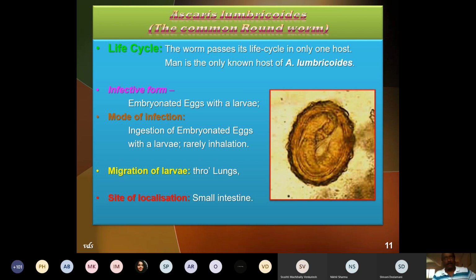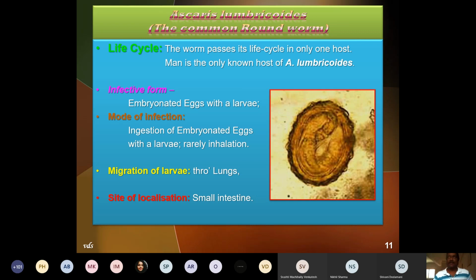Initially, when the eggs are liberated from the female, they appear in the feces of man, and the ovum is still intact. It has not undergone development. So this egg, which is liberated in the feces of human, is still immature with respect to the internal ovum. This ovum has to undergo development in the soil to get converted into a larval form. So this development is very, very essential. Then only does the egg become infective to man.